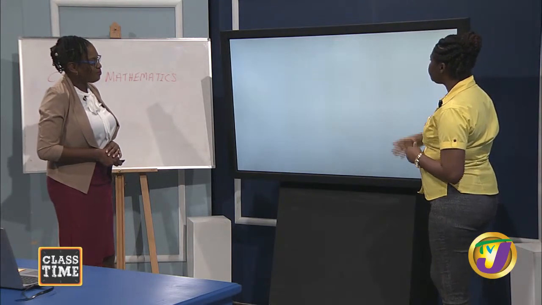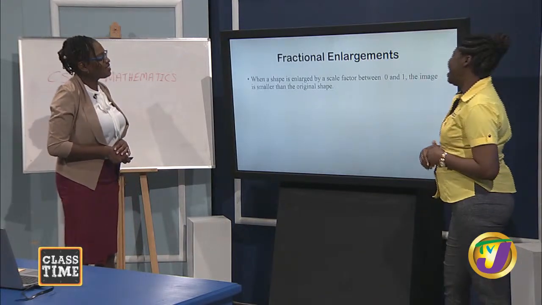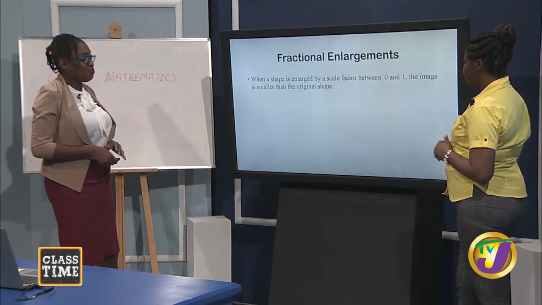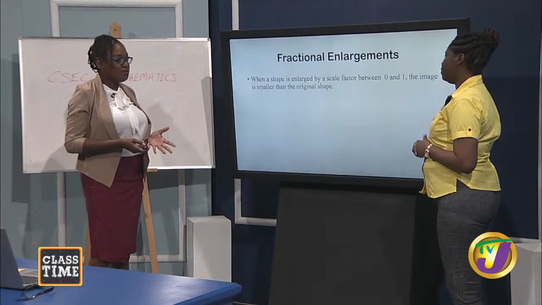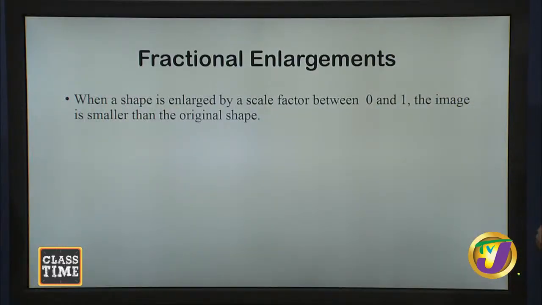Going a little bit too fast. Let's go back a little. So when a shape is enlarged by a scale factor between 0 and 1, which should be our proper fractions, the image is going to be smaller than the original shape.